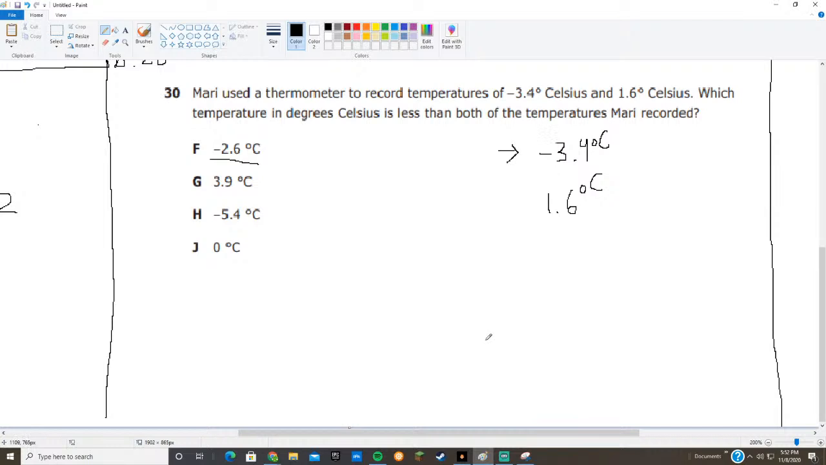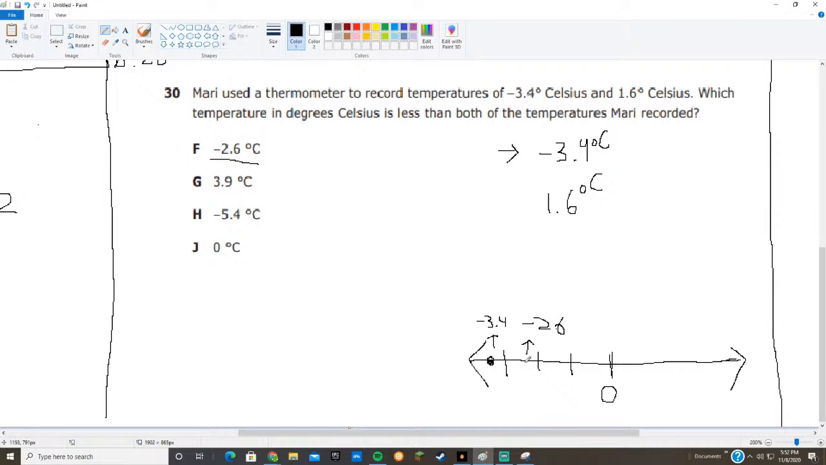Well, let's just write a number line quickly so it's a bit easier to see how this works. 0, we have negative 1, negative 2, negative 3.4. Negative 2.6, that'd be about here.